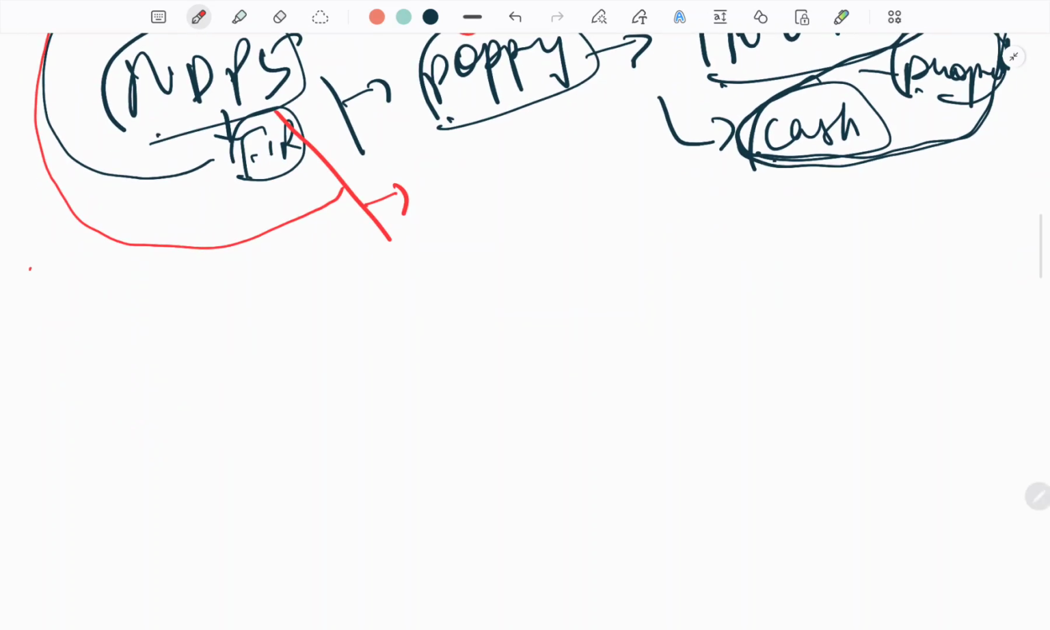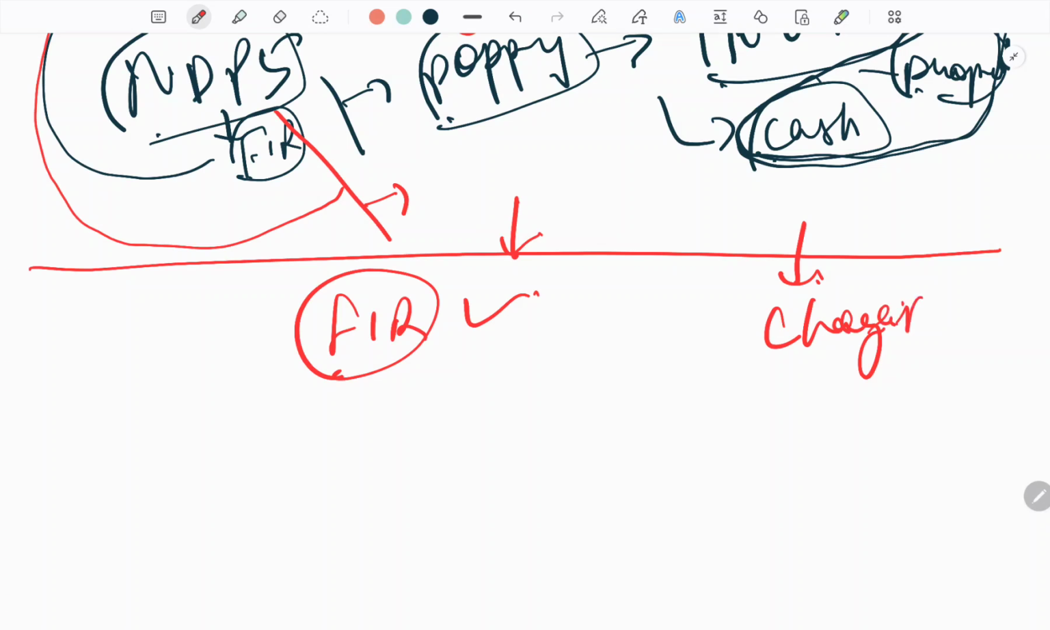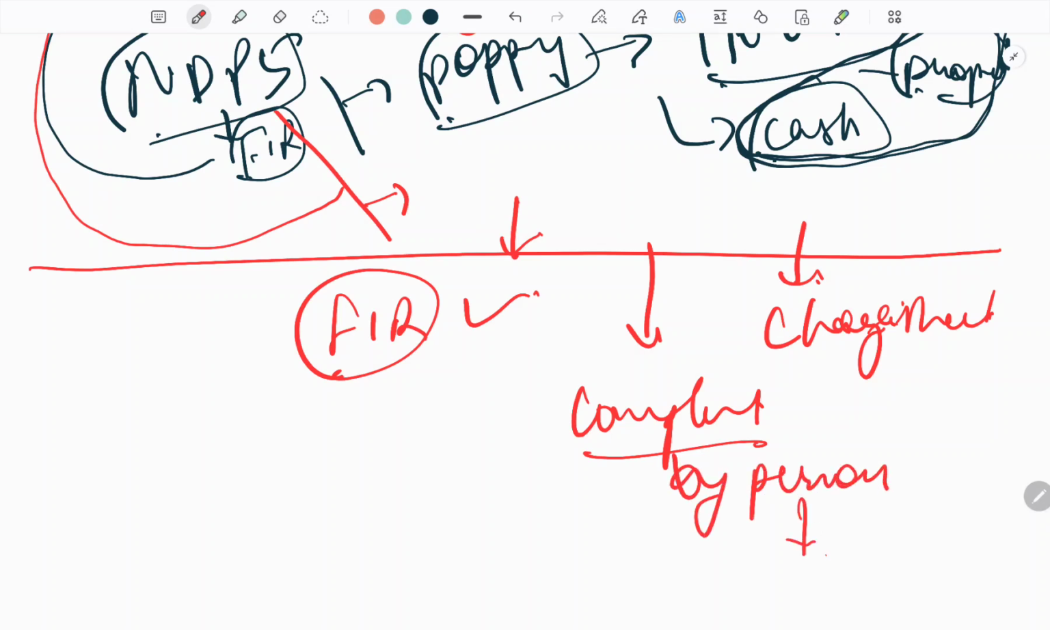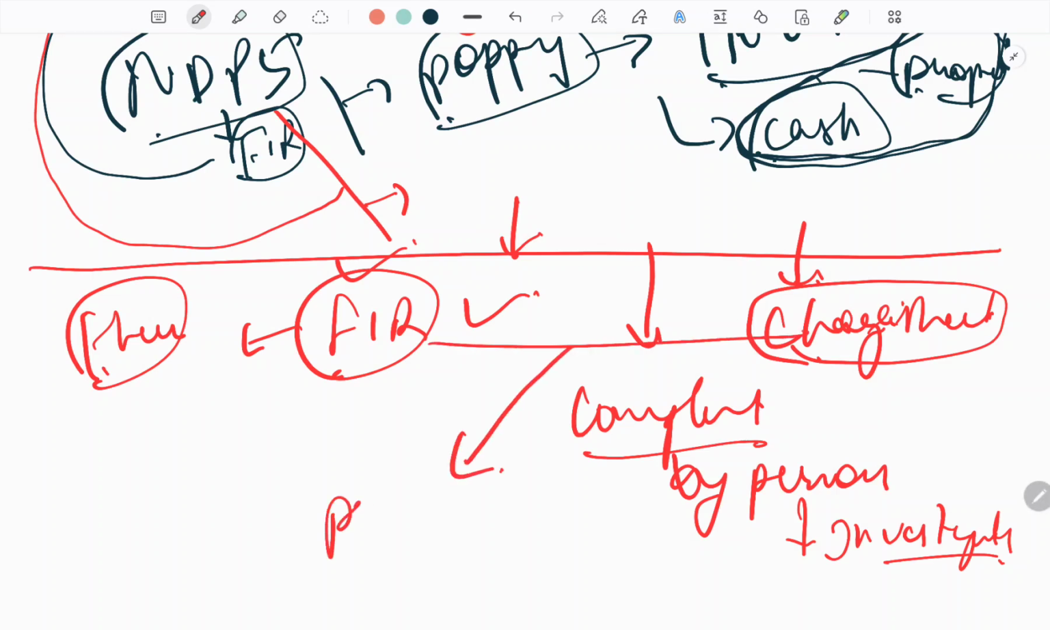So firstly, the question may come to your mind: how may the proceeding of ED be initiated? Whether the FIR is mandatory? Yes, FIR is mandatory, or charge sheet, or complaint. Complaint by the person who has the power to investigate the matter under PMLA. So ED always sees whether there is an FIR of a scheduled offence, whether there is a charge sheet against a person with regard to a scheduled offence, and there is reason to believe that there must be some proceeds of crime, and then ED may initiate the proceedings.